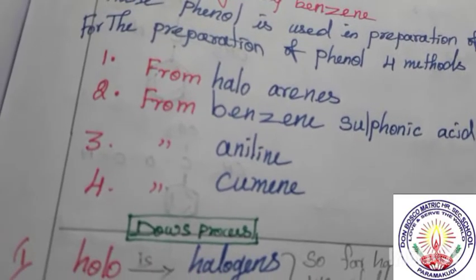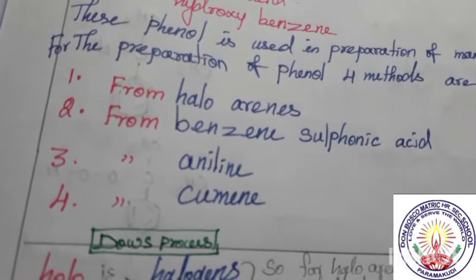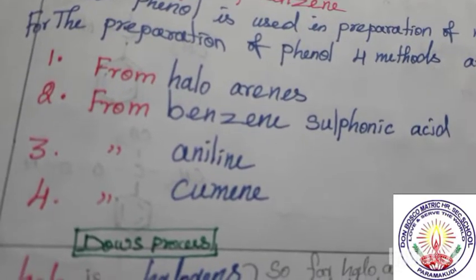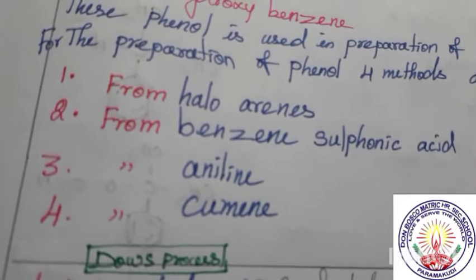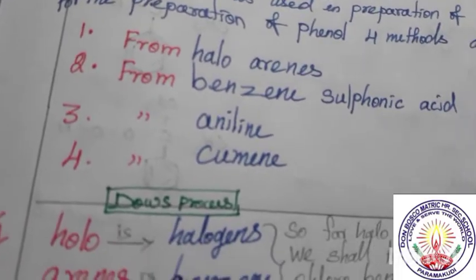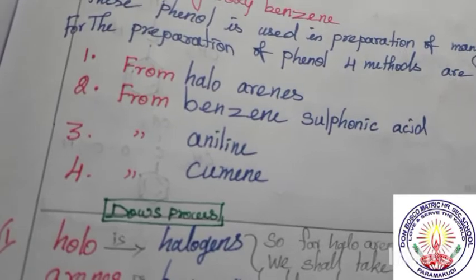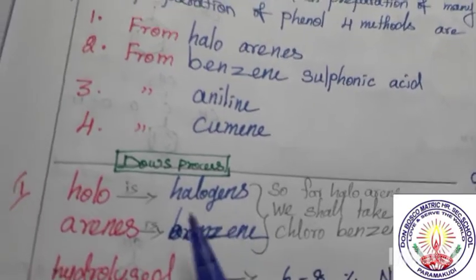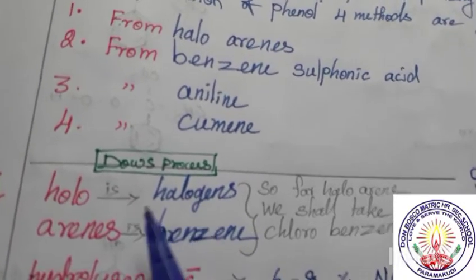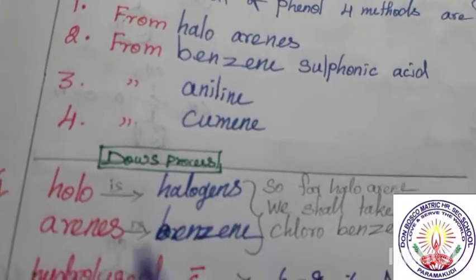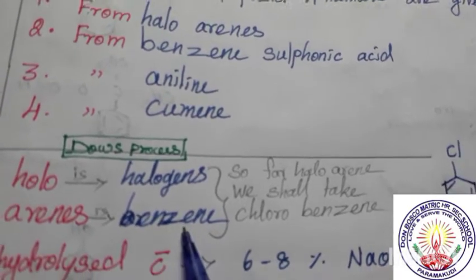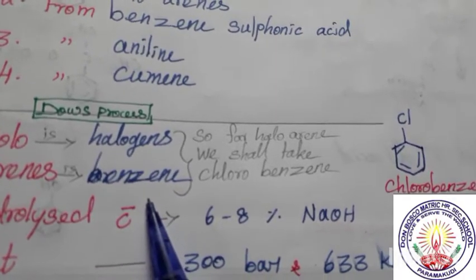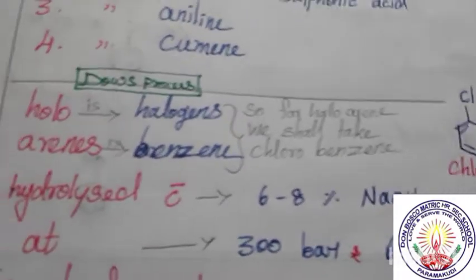The first one is haloarenes. This method is also called Dow's process. So the question can be asked, write Dow's process, or how phenols are prepared from haloarenes. Here in the haloarenes method, we are taking the mixture. Halo is nothing but halogens, arenes are nothing but benzene. So benzene with halogens we are taking. So here in this reaction we are taking chlorobenzene.